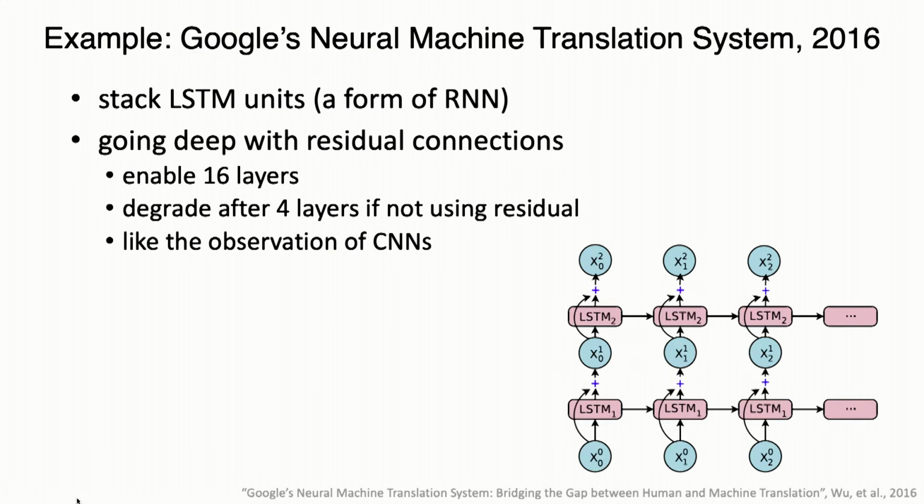Here is an example of deep recurrent neural networks in practice. This example is from Google's neural machine translation system that was developed for their product in 2016. In this case, they stack several LSTM units to make this deep recurrent neural network. LSTM is just a special, but very effective, form of RNN. In this work, the authors reported that in order to build this very deep LSTM model, they still need to use residual connections. They report that with the help of residual connections, they can train a deep LSTM with up to 16 layers and enjoy the benefits of going deeper. If they don't use the residual connections, they observe the degradation problem after just 4 layers.